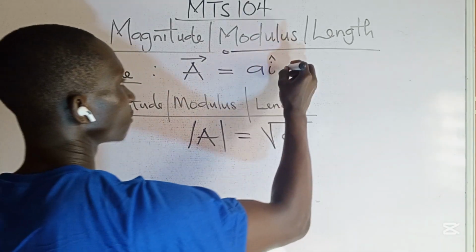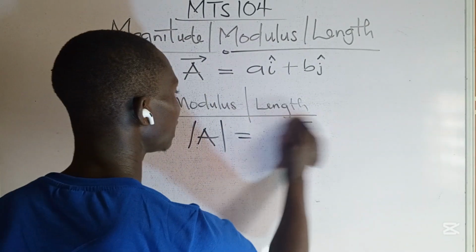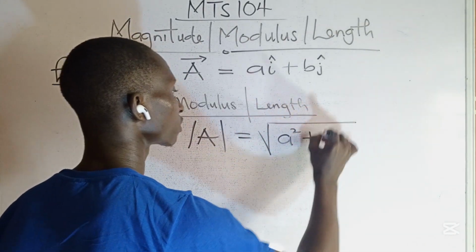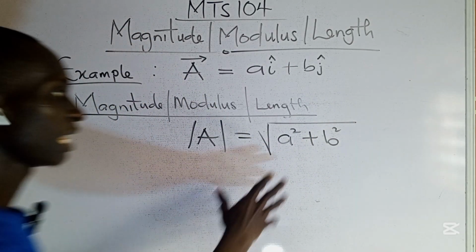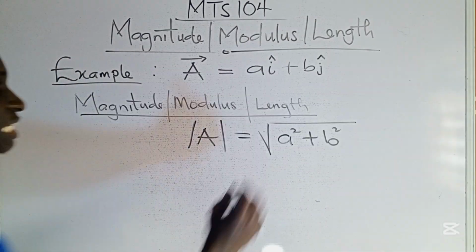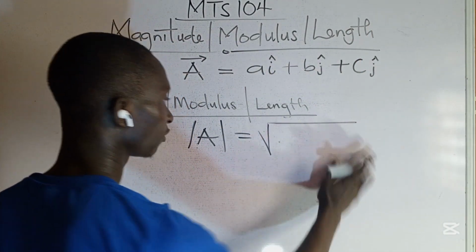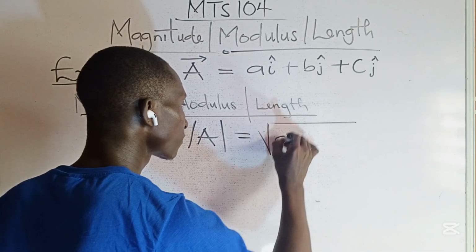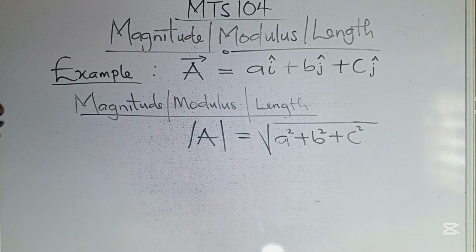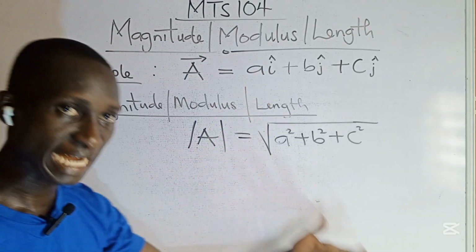Now, let's assume that A becomes a two-dimensional vector. Its length has to change, and it becomes the square root of A squared plus B squared. This is the formula we use because it is a two-dimensional vector. If it becomes a three-dimensional vector, the modulus has to increase, and it is going to be the square root of A squared plus B squared plus C squared. So this is how we find the modulus or length of a vector based on its dimension.